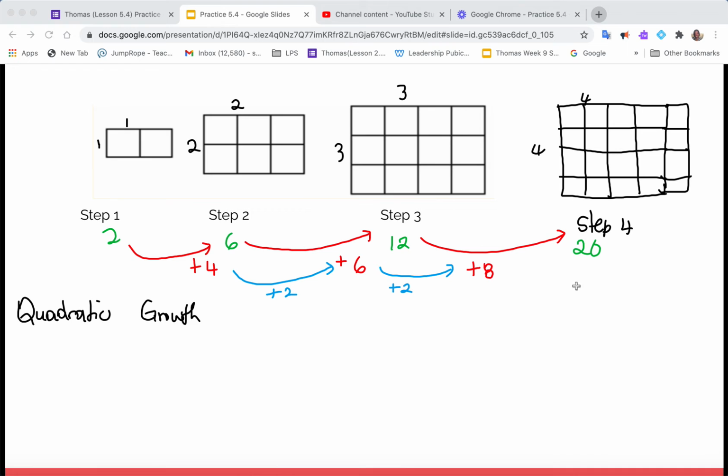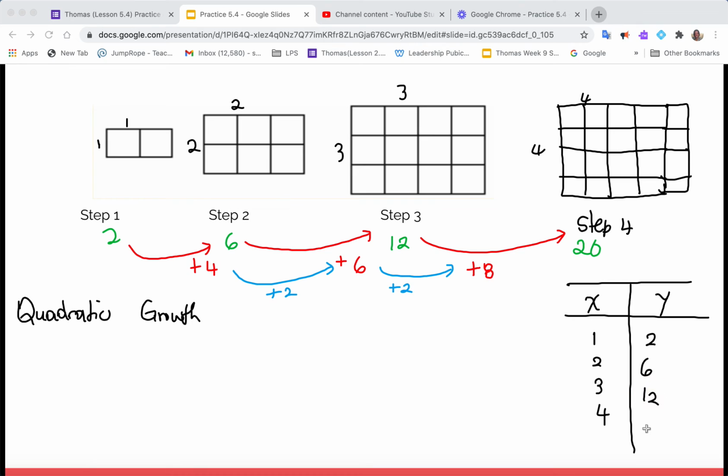I could also put this in a table format where X is going to represent my step number and Y represents my total number of squares. And so step 1, 2, 3, 4. And step 1 has 2 squares. Step 2 has 6 squares. Step 3 has 12 squares. And step 4 has 20 squares.